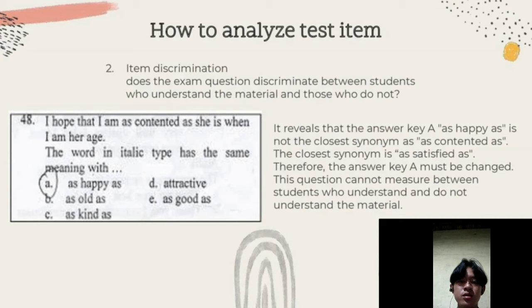Those students who score high overall have a higher rate of correct answers on the item than those who score low overall. If you separate the top scores from the bottom scores, which group is getting which answer correct?